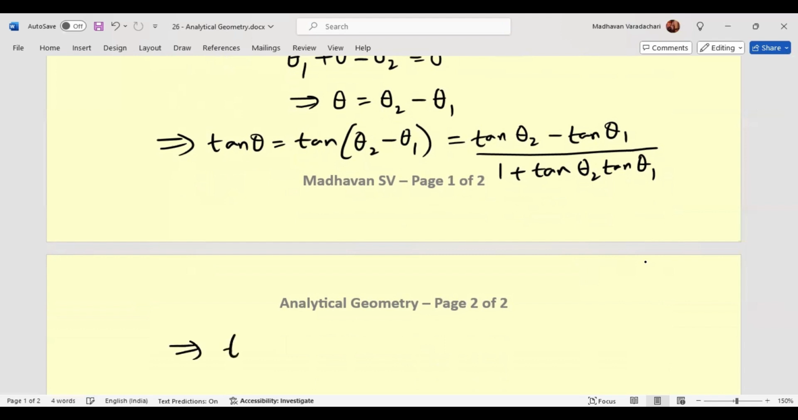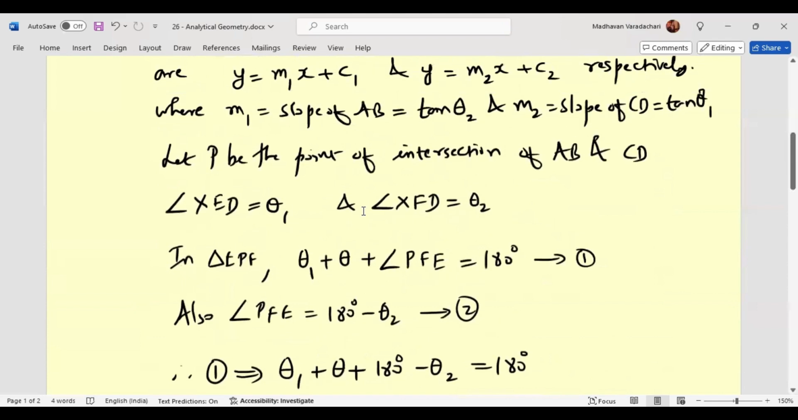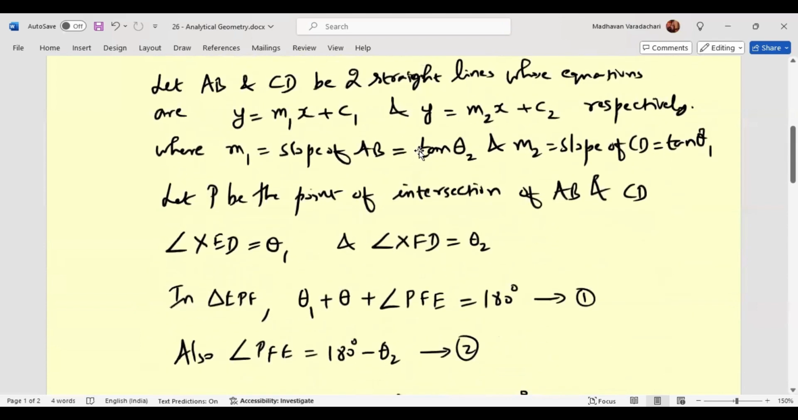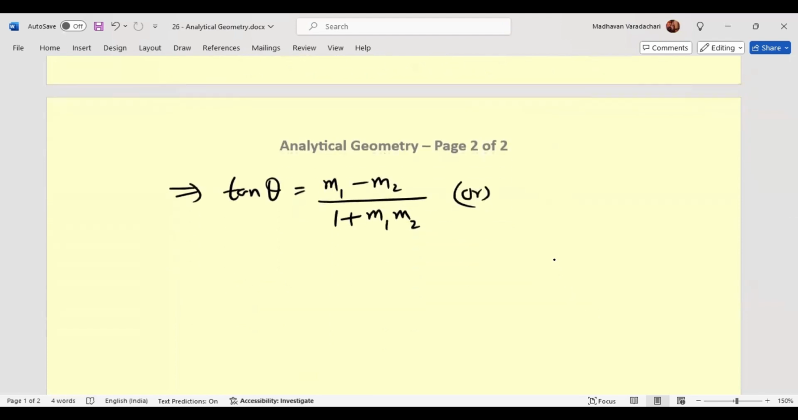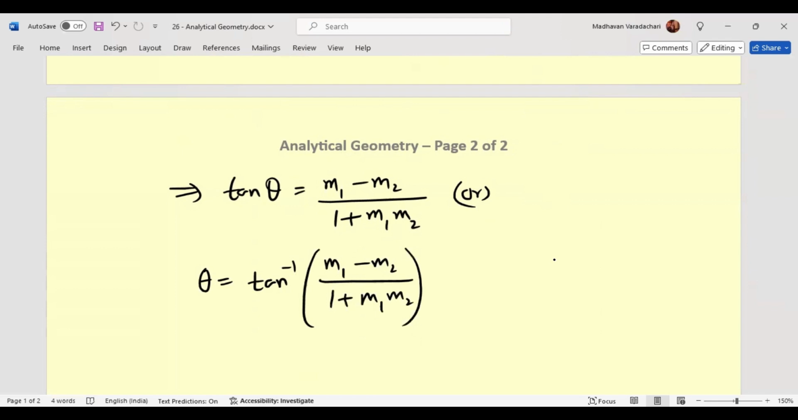Is tan theta equal to this, tan theta 2 is what? Somewhere we wrote, yeah, tan theta 2 is nothing but m1, tan theta 1 is nothing but m2. So m1 minus m2 divided by 1 plus m1 m2. Or we can say theta as tan inverse of m1 minus m2 divided by 1 plus m1 m2, which gives the angle between the two lines. So that is the derivation of it.